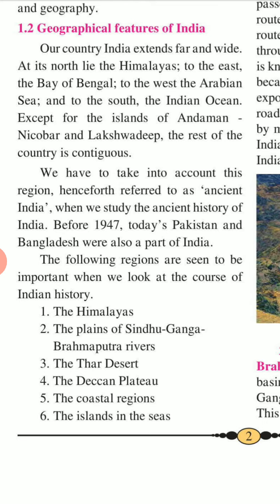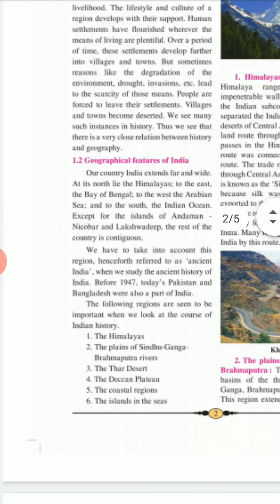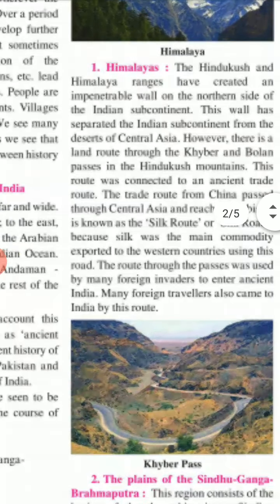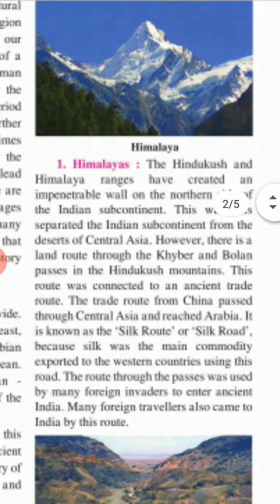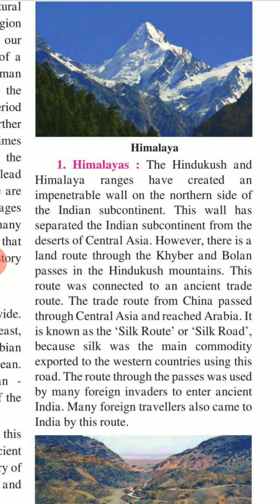The following regions are seen to be important when we look at the course of Indian history. First, the Himalayas. Second, the plains of the Sindhu, Ganga, and Brahmaputra rivers. Third, the Thar Desert. Fourth, the Deccan Plateau. Fifth, the coastal region. Sixth, the islands in the seas. Let's move further. You can see the Himalaya ranges in this picture. Let's learn about the Himalayas.